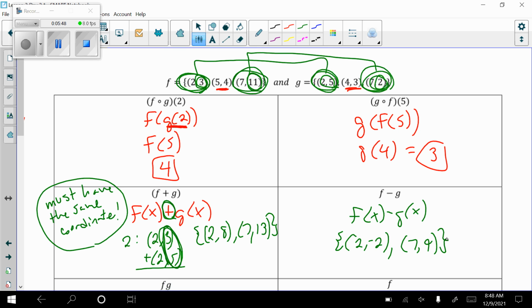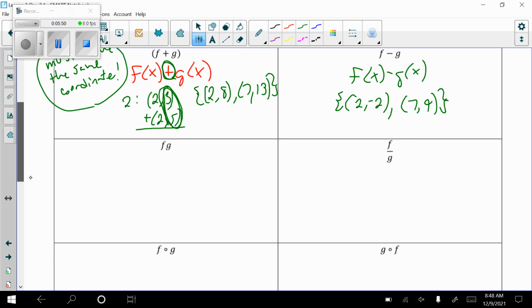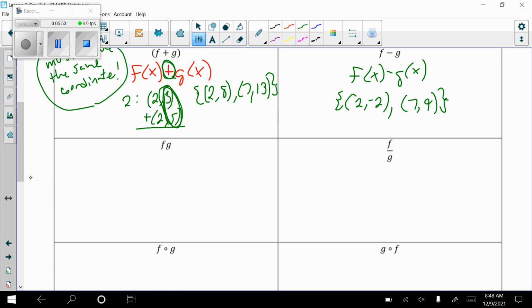Let's go ahead and do multiplication and division. Same thing: I'm still going to have the 2 and the 7.